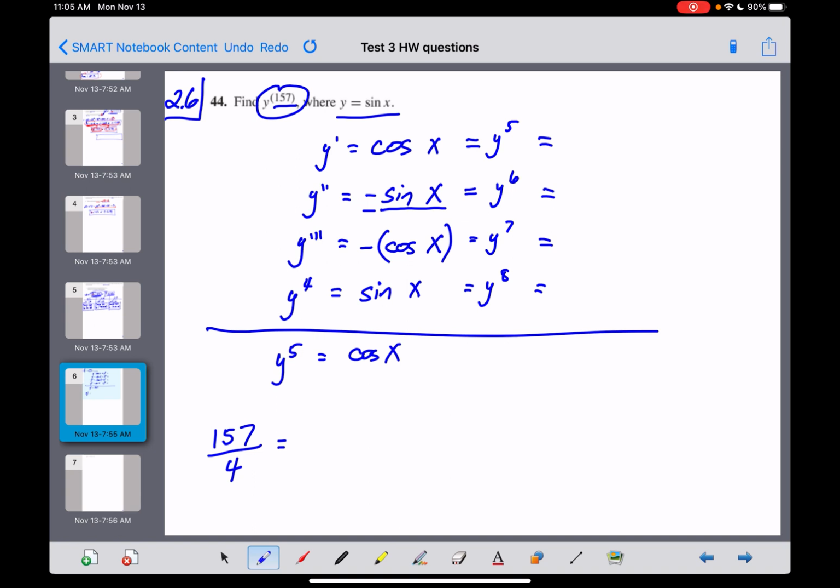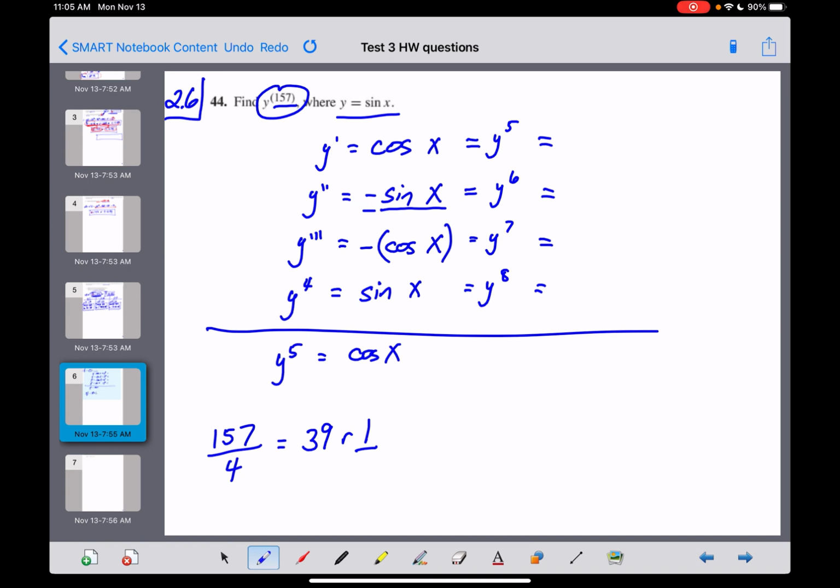Anybody who's going to take linear algebra in college, when I was in college, this is something you had to take as an engineering major, guys. You're going to learn about something called modulus, which basically deals with remainders when you divide things out. Now let me think. 4 times 40 is 160. We're just a little shy of that. So I think this is going to be 39, which is 156, with a remainder of 1.